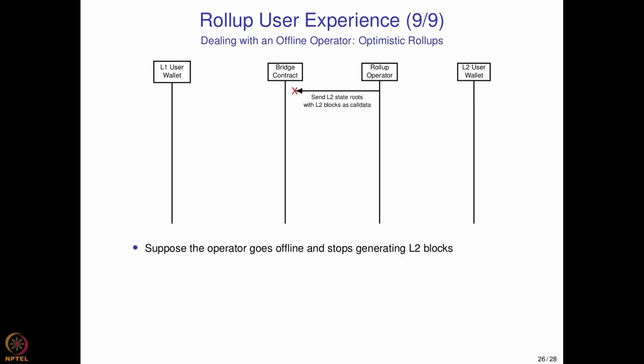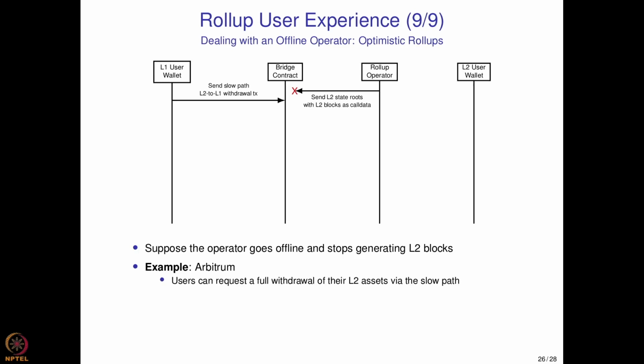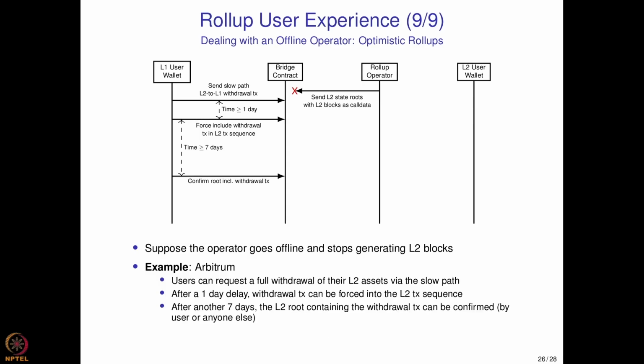For optimistic rollups, they also have a mechanism. In Arbitrum, they have a slow path transaction, and that slow path transaction inclusion does not require the rollup operator. So if the rollup operator goes offline, the slow path transaction is included. After a 1-day delay, you can force include that slow path transaction in an L2 block. You can create the L2 block in the bridge contract itself, and after 7 days it will be confirmed. Because it's an optimistic rollup, it requires 7 days. If nobody challenges that layer 2 state root for 7 days, then it gets confirmed and you can withdraw your assets from your bridge contract.